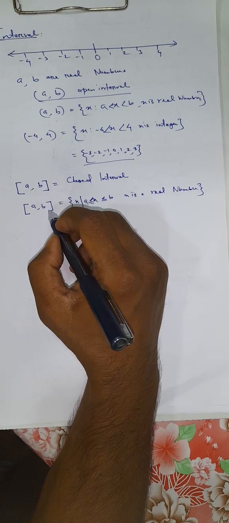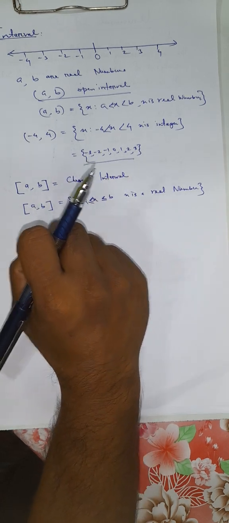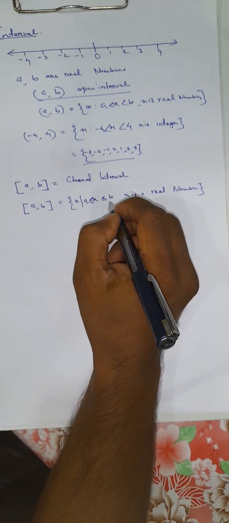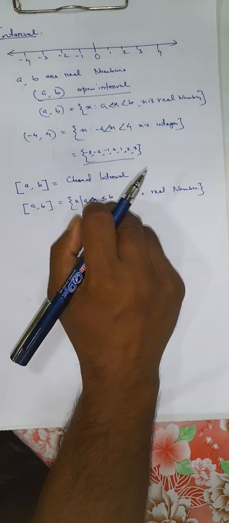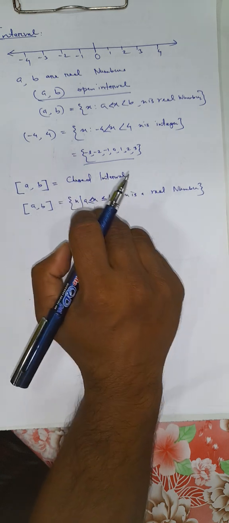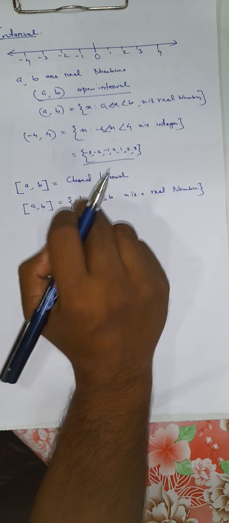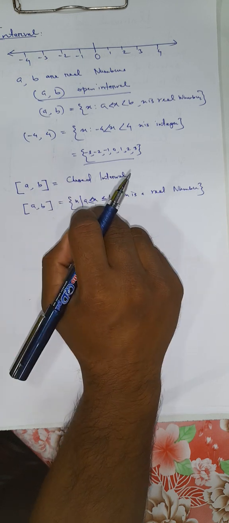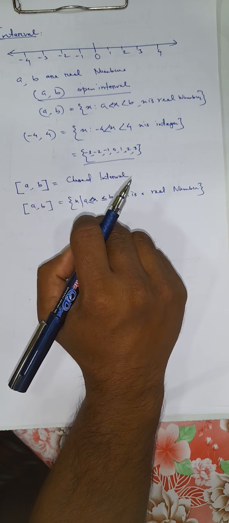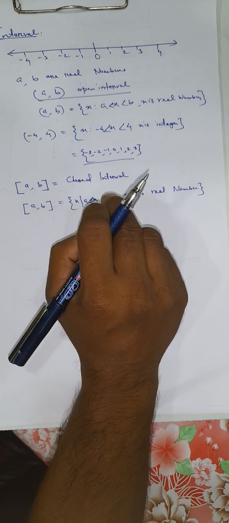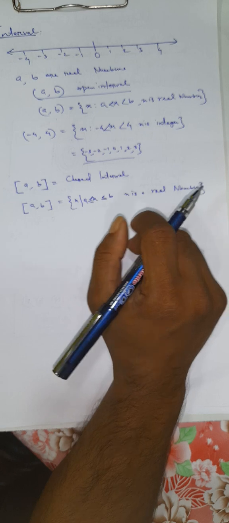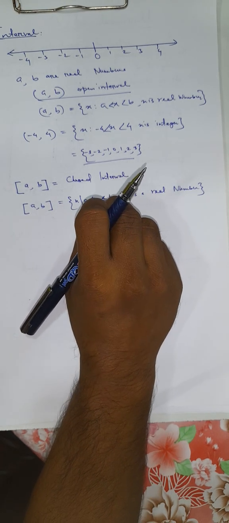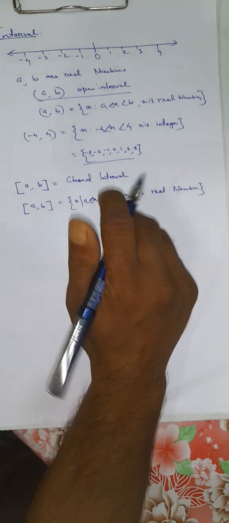It includes a and b and all the real numbers in between a and b, right? X is less than or equal to b, that means this set will contain b also. X is greater than or equal to a, that means x will contain a and all those numbers greater than a, and number b and all those numbers less than b. So x will contain the numbers in between a and b, including a and b. So it's closed interval.